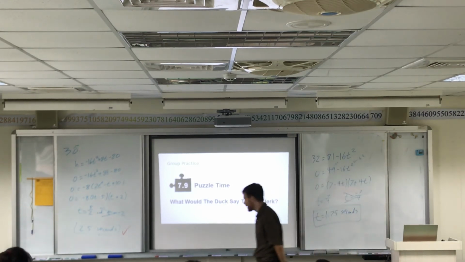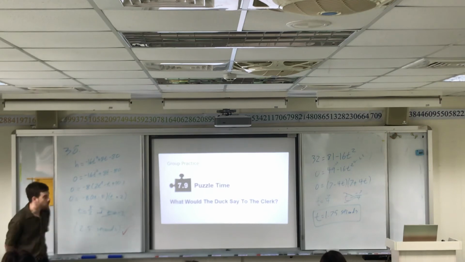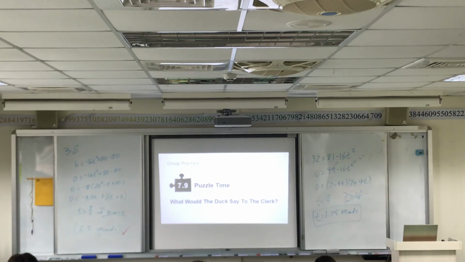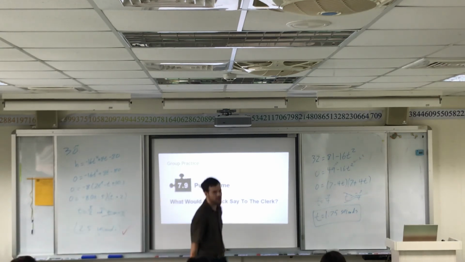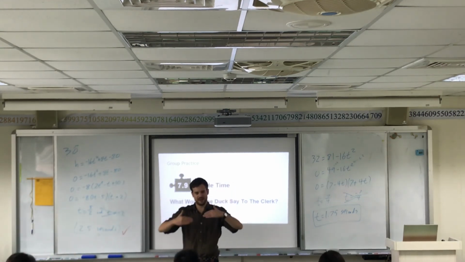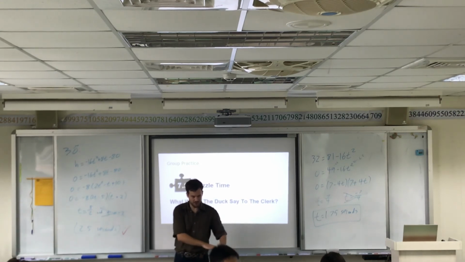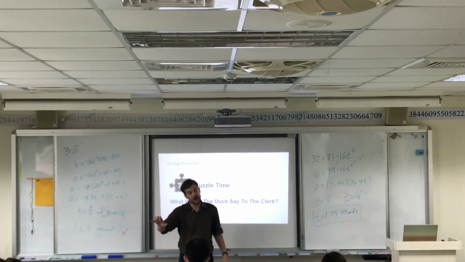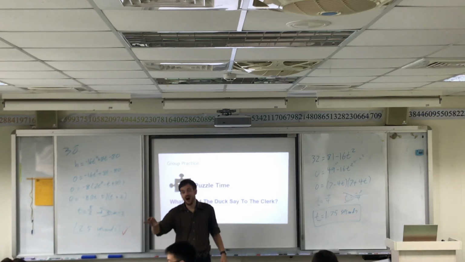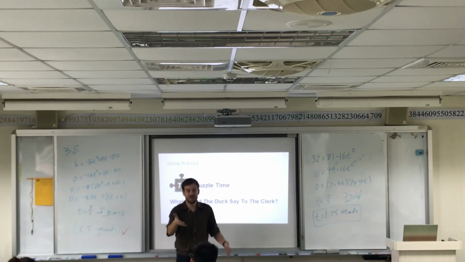Books and get started on today's puzzle. Today's puzzle: what would the duck say to the clerk? What is a clerk? A clerk is somebody, like if you go to 7-Eleven, the person standing behind the counter who takes your money, scans what you bought, puts it in the cash register, and takes your card. All those things, that person's called a clerk.